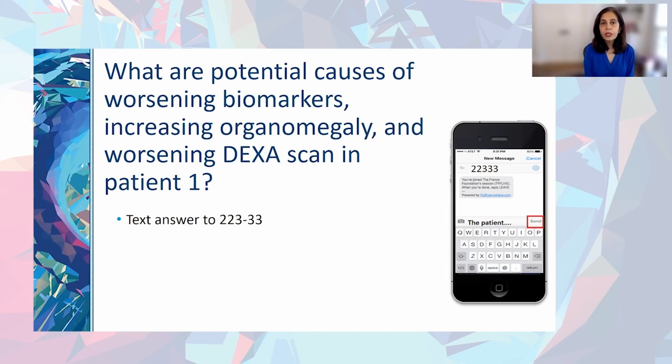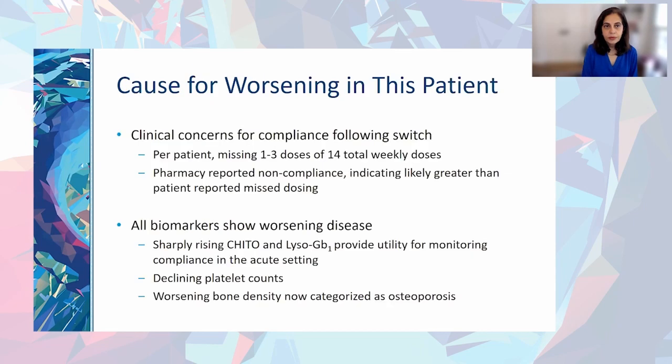And so what do you think are the potential causes of these worsening biomarkers, the increasing organomegaly, and the worsening DEXA scan in this patient? So the cause for worsening in this particular patient was really compliance. He was reporting that he was missing 1 dose of his 14 total weekly doses. Upon further questioning, he said it might be 3 doses. However, we called up the pharmacy and they actually reported non-compliance because he was not picking up his doses of the eliglustat, indicating that this was more than what the patient was reporting.